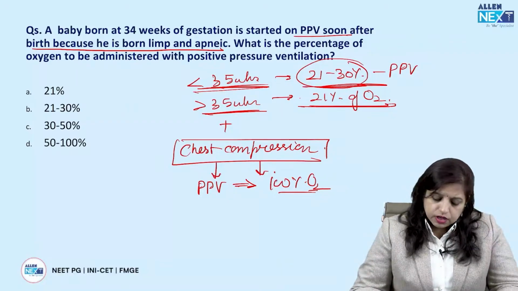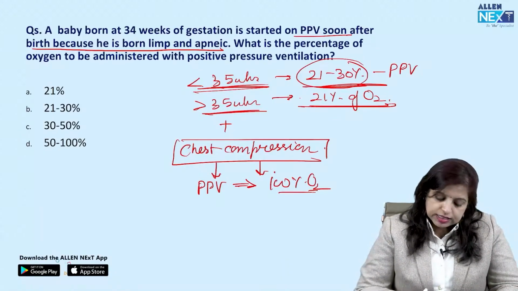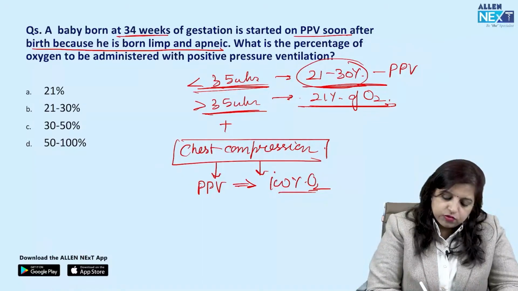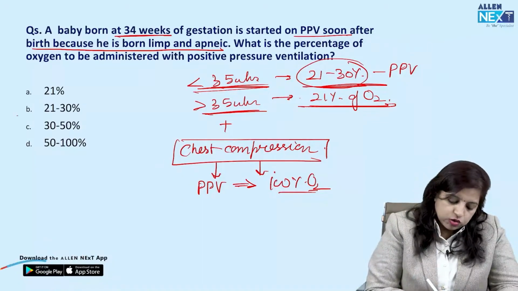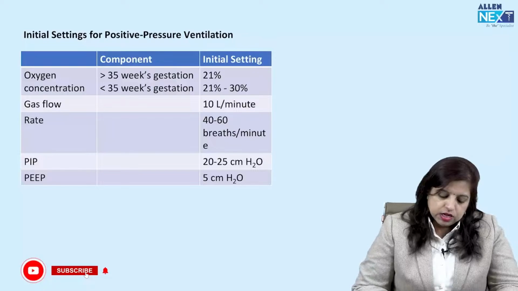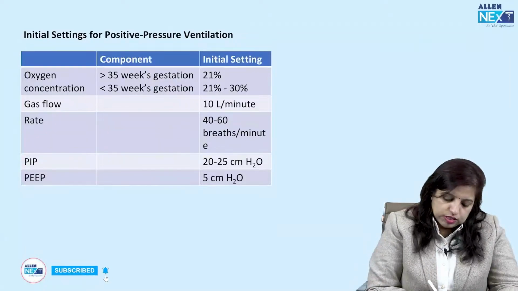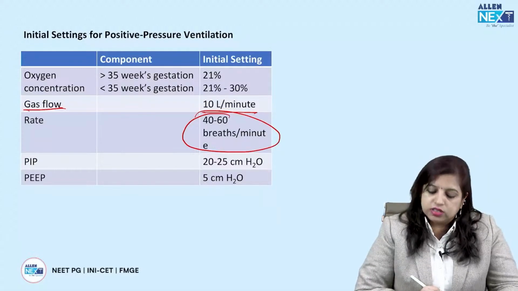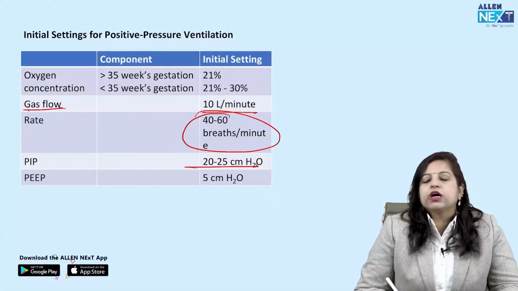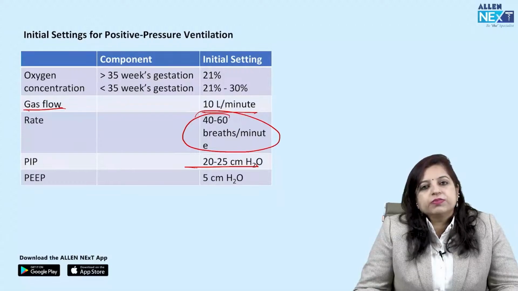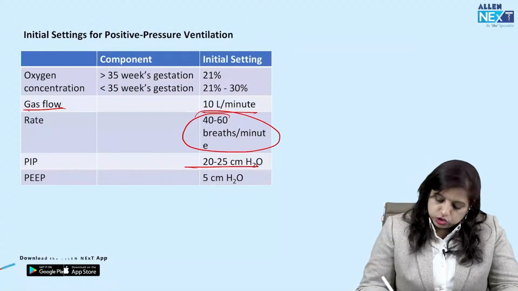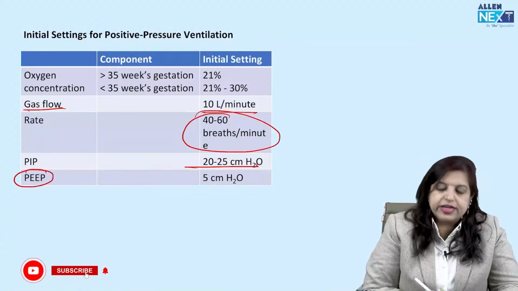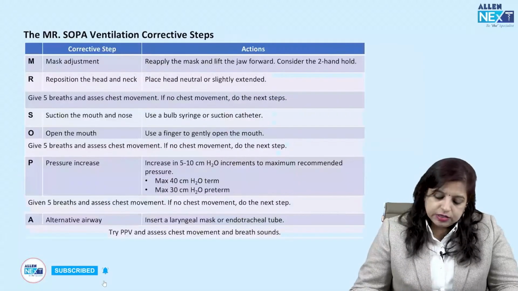Okay. Let us move forward. So, in this case, what will be the answer? See, 34 weeks of gestation is there. So, I will go for 21 to 30%. Now, these are the settings we already know. The gas flow is 20 liters per minute. Rate of positive pressure ventilation is 40 to 60 breaths per minute. PIP, the initial peak inspiratory pressure, is 20 to 25 centimeter H2O, and the positive end expiratory pressure is going to be 5 centimeter H2O.